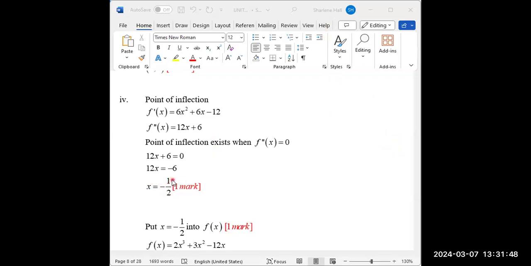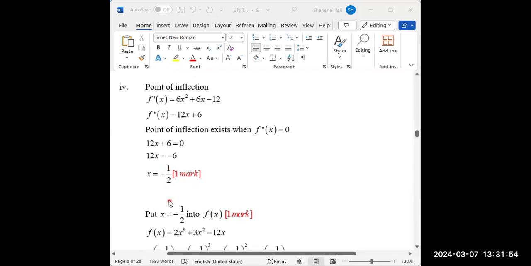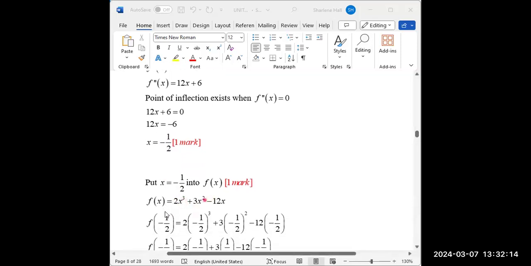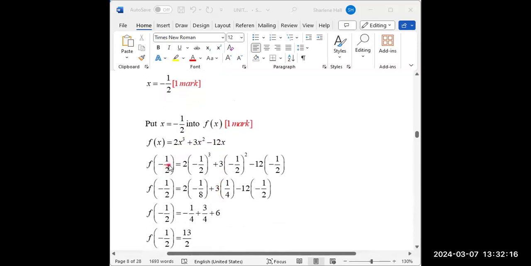So now that we calculate x to be equal to negative a half, what we're going to be doing is substituting negative 1/2 into the original function. You see, every time we do the substitution, it has to go into the original function. It can't go anywhere else. So anywhere in the original function I see x, I'm going to substitute negative a half.